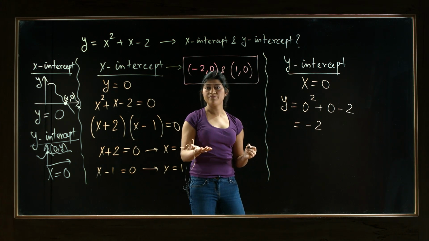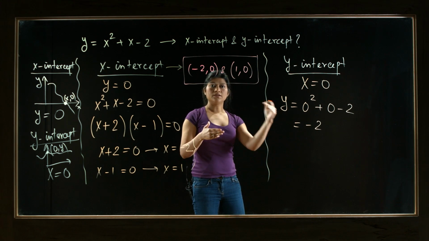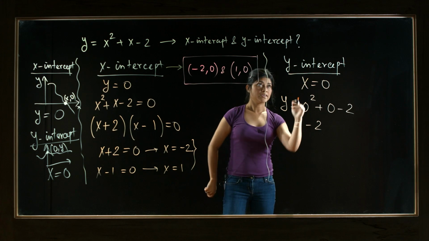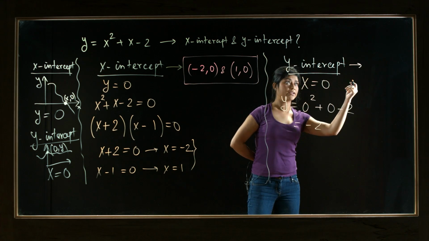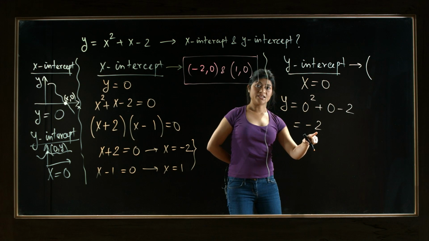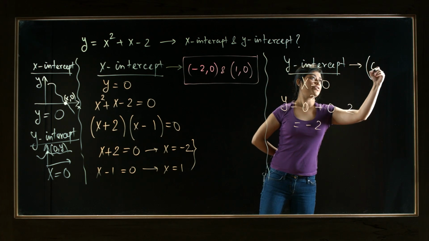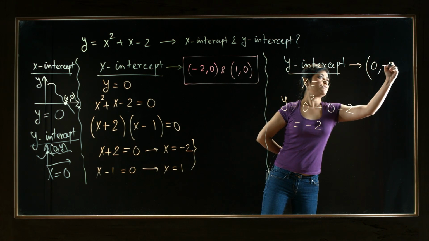So there's just one value of y where the curve will pass through the y-axis. And so the y-intercept is, remember you have to write it down in point form, y is negative 2, x is 0. So this point is (0, negative 2).